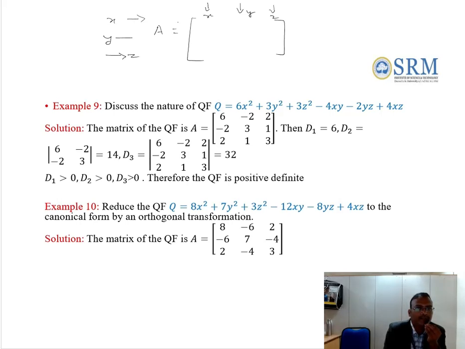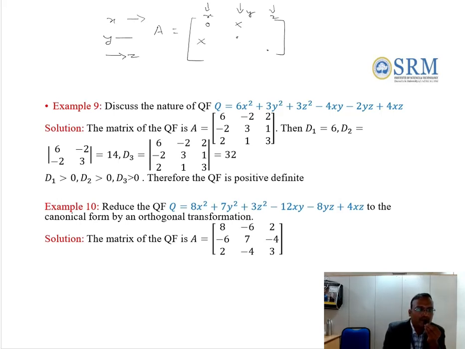What I am saying is, this will be the coefficient of x square, this will be the coefficient of y square, and this will be the coefficient of z square. That is, the 1/1 position is the coefficient of x square, the 2/2 position is the coefficient of y square, and the 3/3 position is the coefficient of z square. What is this position? This position is the coefficient of x and y. Here also we have the coefficient of x and y.